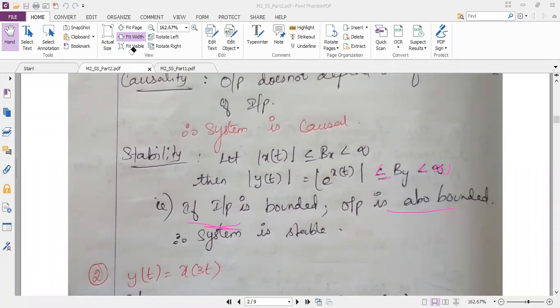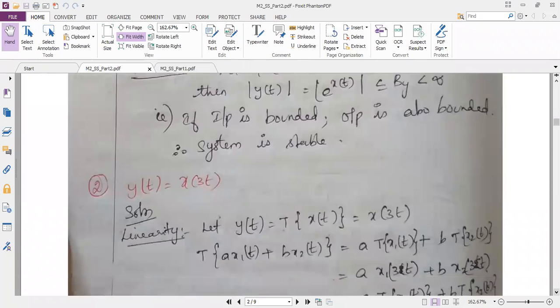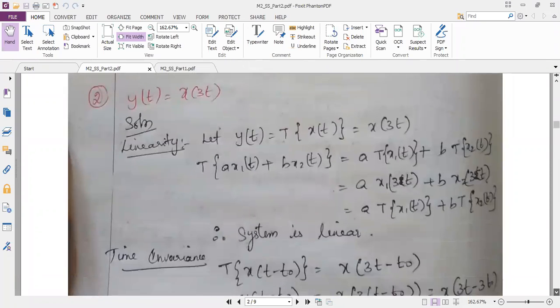Yes, ma'am. So y of t is equal to x of 3t. Please write down in your notebook: y of t is equal to x of 3t. As I said earlier, the first step is you have to write this. How will I get y of t? If I perform the operation on x of t, I will get y of t. As per the given question, y of t is equal to x of 3t. So this relation you have to write in the first equation. Then next, you all know very well.